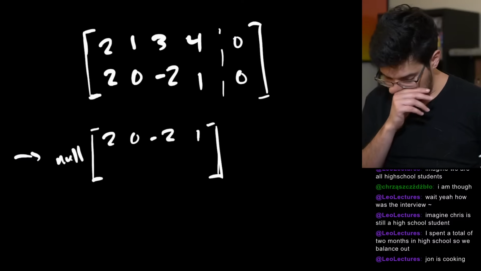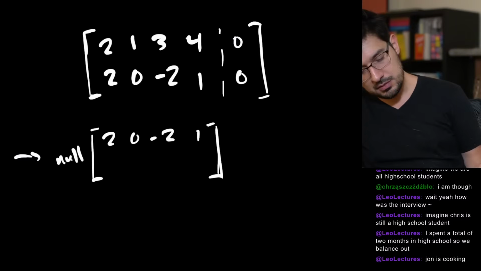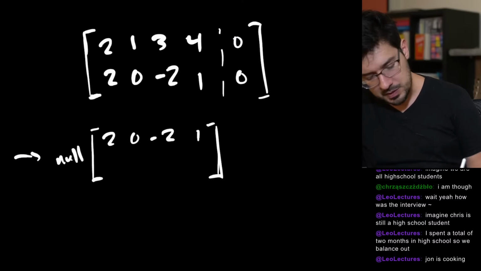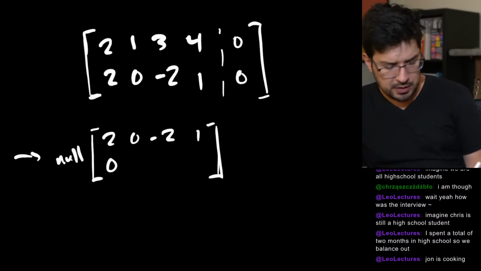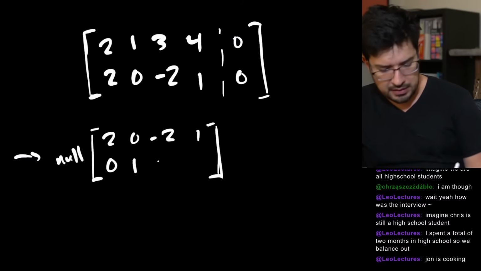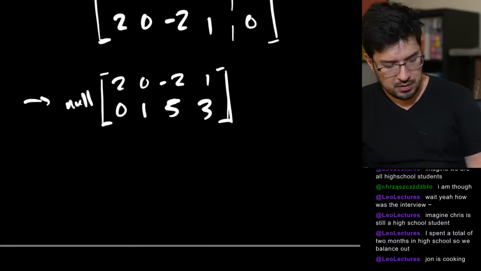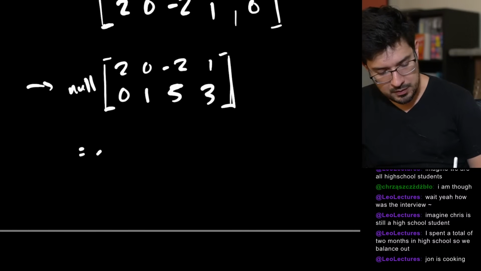I feel like I'm not working this problem the way that the section has it, but I think it'll work. All right, so first line minus the second line, 3 minus -2, 4 minus 1. This is the span of two vectors.